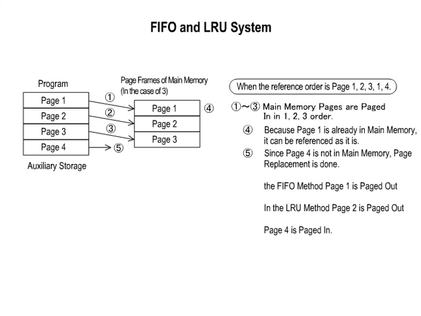There are two typical methods for selecting which page to replace with a new page. Page replacement. 1. FIFO, first in first out, method. In the first in first out method, the page that was paged in at the earliest time is paged out first. 2. LRU, least recently used, method. The page that has not been referenced for the longest period of time among the current pages is paged out.